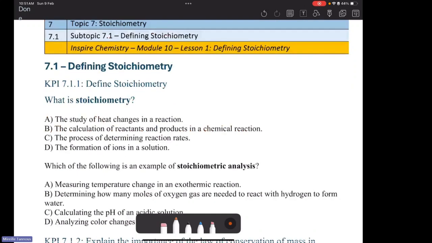Stoichiometry. So these are just simple questions of stoichiometry. What is stoichiometry? Stoichiometry will tell you the quantities that are needed or the quantities that we will obtain in a chemical reaction. So it involves the calculations of reactants and products in a chemical reaction. Which of the following is an example of a stoichiometric analysis?